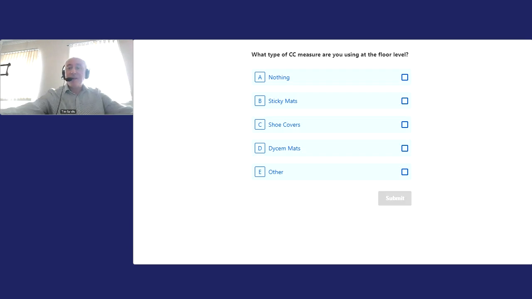Okay, so here comes another poll question. So thinking about what goes on at the floor, what type of contamination control measures are you adopting at floor level? So are you doing nothing, just have your standard floor? Are you using sticky mats, tacky mats? Are you just wearing overshoes? Are you using Dycem mats, or do you have another strategy? So just a couple of seconds to consider that poll question.